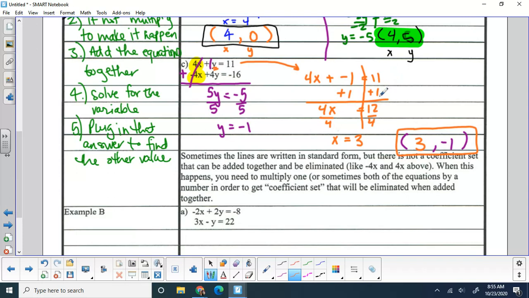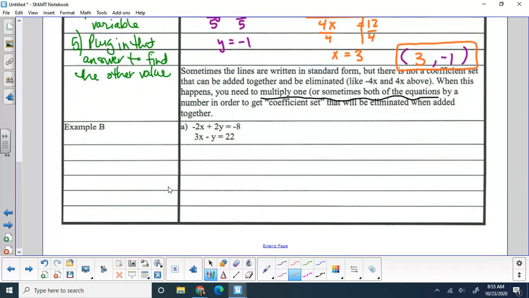Now, sometimes when the lines are written in standard form and the coefficient is already there, we're good to go. But as you saw in the first two, once in a while, we do need to multiply one or sometimes even both of the equations by a number to get that coefficient to be the same but opposite.